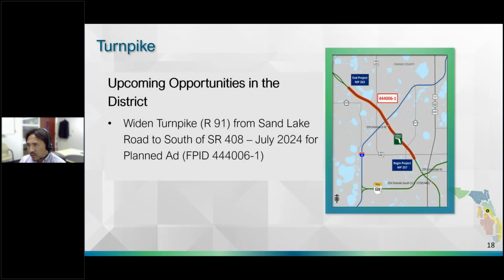The upcoming opportunity: we have one PD&E for the upcoming fiscal year. This study will evaluate the Turnpike mainline widening from south of Sand Lake Road to the south of State Road 408 in Orange County. The scope will also include the evaluation of potential new interchange and I-4 interchange improvement. This is the end of my presentation. Thank you.